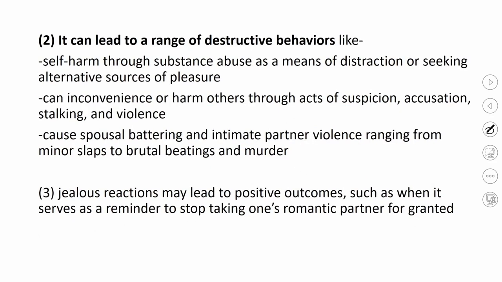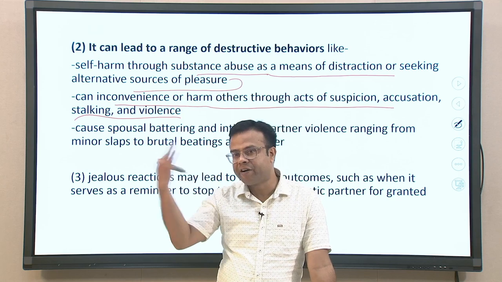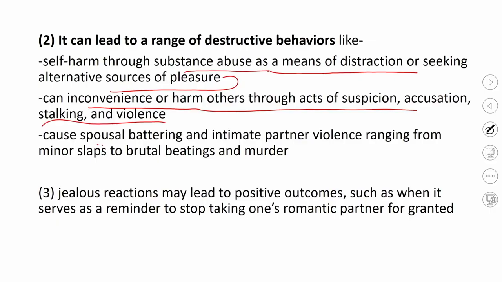Jealousy can also lead to a range of destructive behavior. Particularly with very strong jealousy, it can lead to self-harm through substance abuse as a means of distraction or seeking alternate sources of pleasure. People may get into self-abusive behavior, substance abuse and so on. People can also inconvenience or harm others through acts of suspicion, accusation, stalking and violence. Whoever is perceived as a threat, people can harm them by accusing them, stalking them or through some violent behavior. It can also lead to spousal battering, violence between husband and wife.